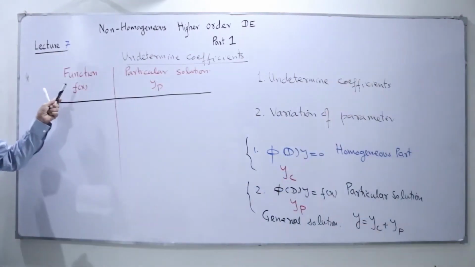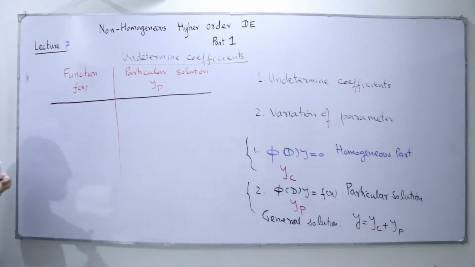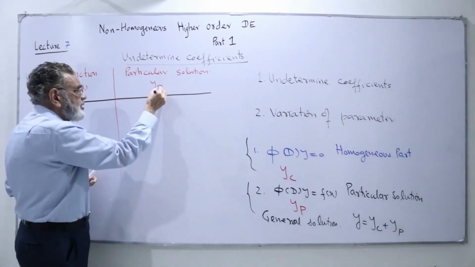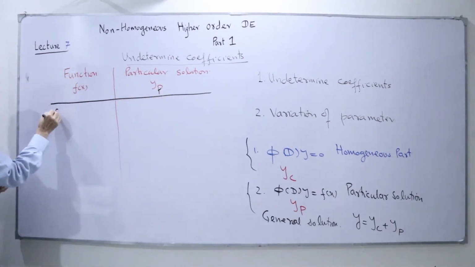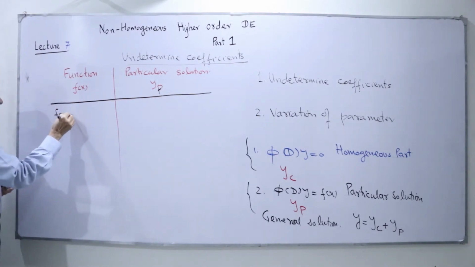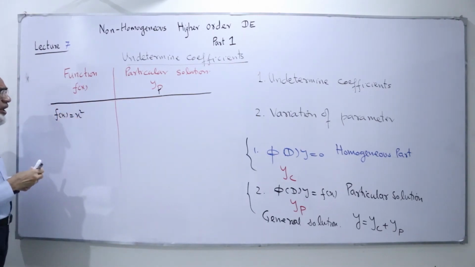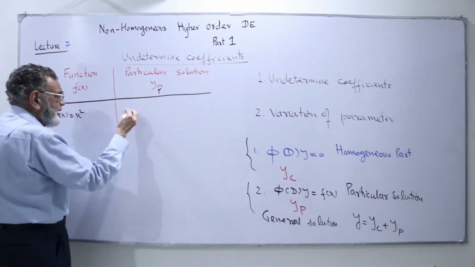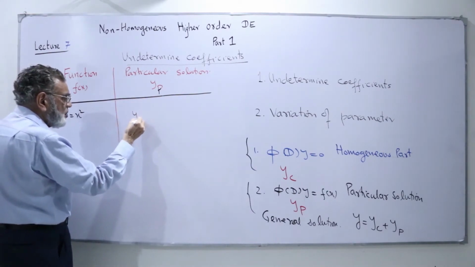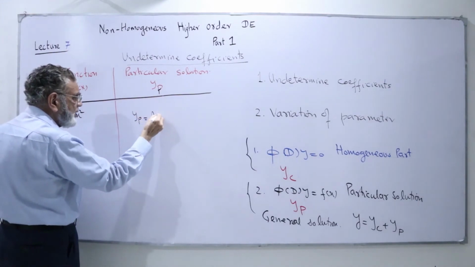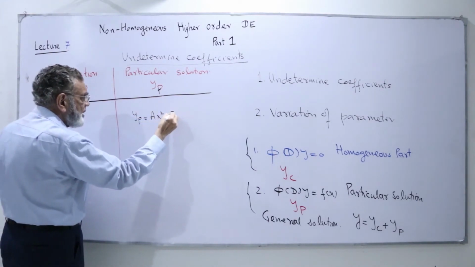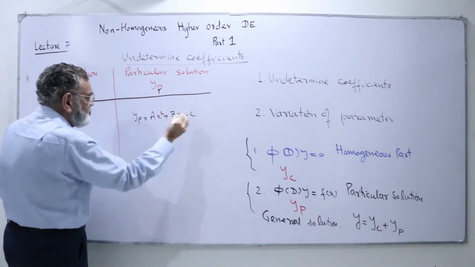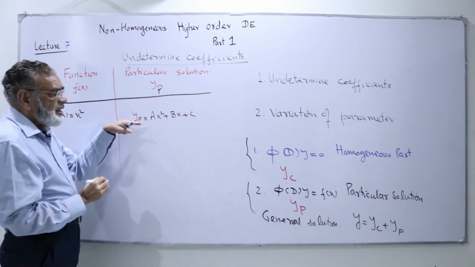So I'll give you different types of functions and the particular solution for these functions. For example, I have the function f of x is equal to x square. Now we say f equal x square is a polynomial function of degree 2. So my yp, in general form, is equal to a x square plus b x plus c. This yp is for any second degree polynomial.